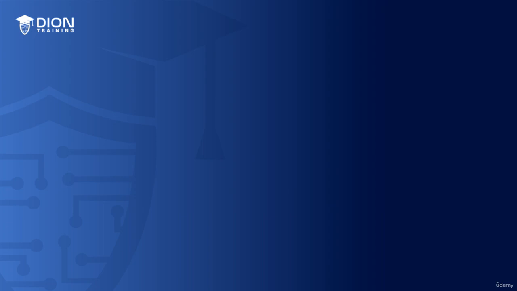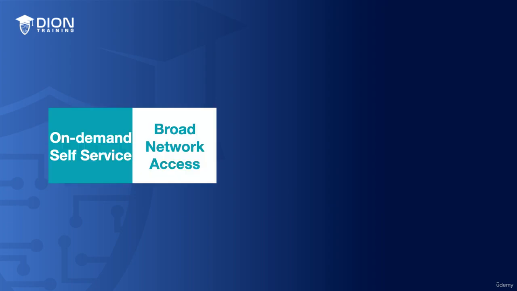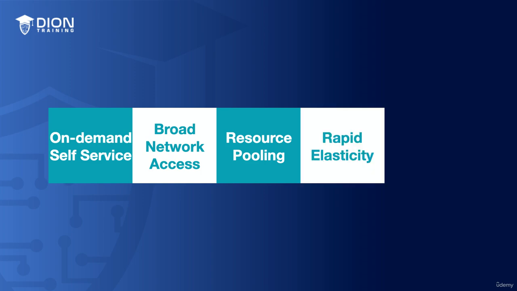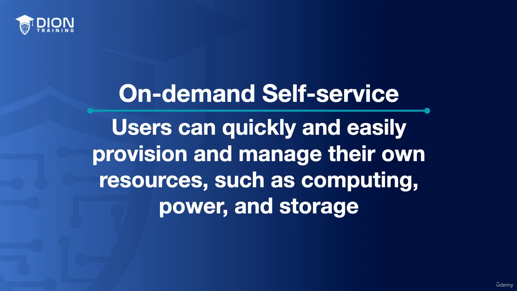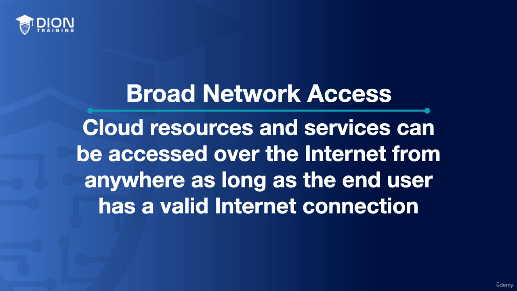First, let's consider some of our cloud characteristics, including on-demand self-service, broad network access, resource pooling, rapid elasticity, and measured services. Now, on-demand self-service means that your users can quickly and easily provision and manage their own resources, such as computing power and storage, without the need of IT specialized staff to manually provision those resources for the users. Now, broad network access means that the cloud resources and services can be accessed over the internet from anywhere as long as the end user has a valid internet connection.